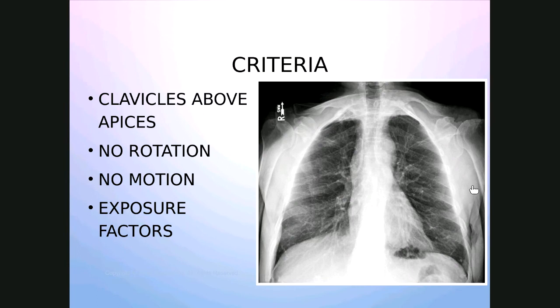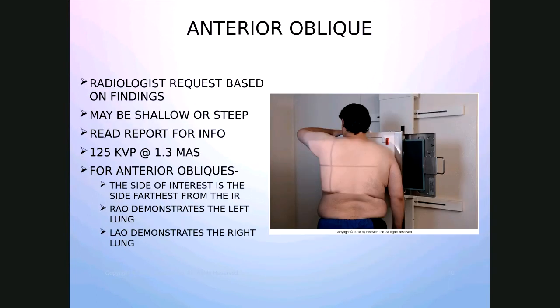And the last of the specialty views that they discuss are the obliques. Okay, and these obliques start on page 99, and they start off looking at anterior obliques. Now, any oblique, I would tell you that the radiologist has requested these obliques based on their findings. So a lot of times they'll describe to you what they're looking at or where they're actually looking, and they will usually tell you to do AO or PO obliques.